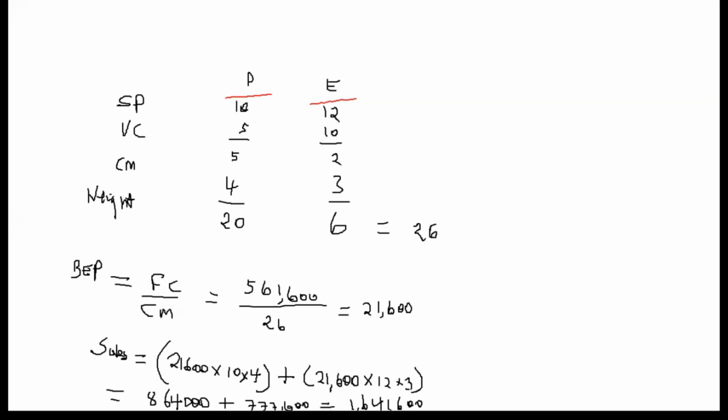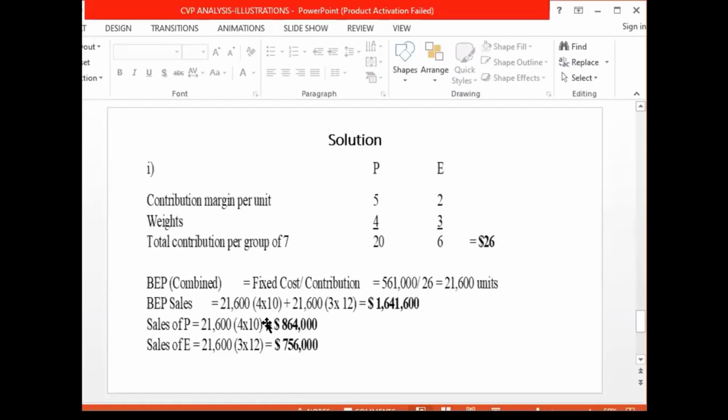So that is our sales if we have to go by this proportion of sales. The 864,000 represents the sales from P and the 777,600 represents the sales from E. So that is how we determine our mixed product in terms of break-even point. So sales for P will be this, and for E will be that.